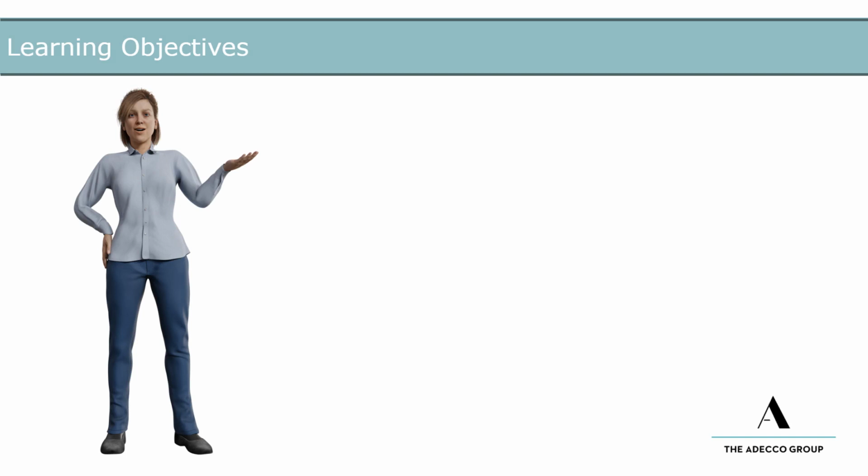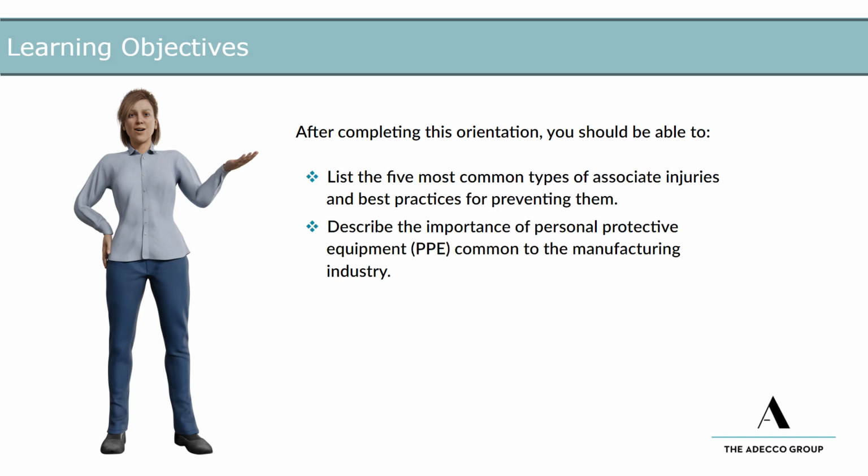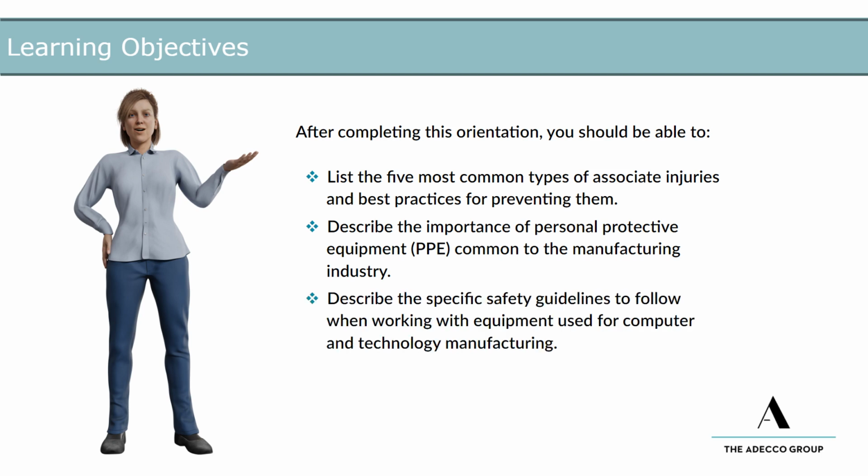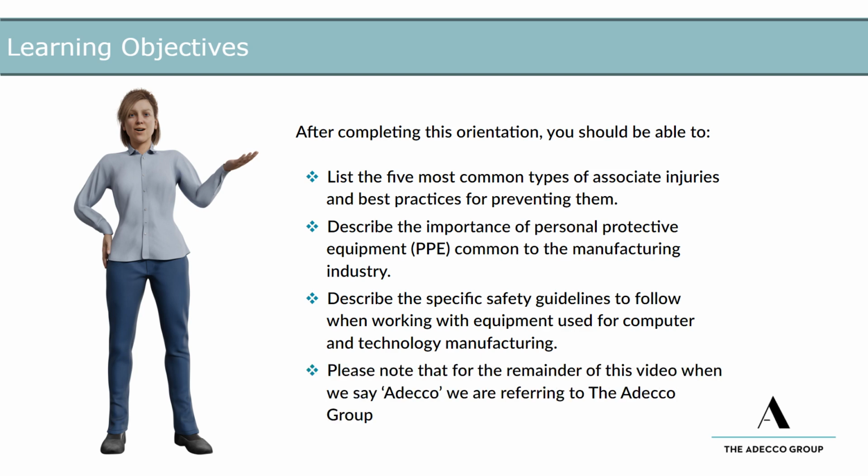Employee safety is our highest priority. After completing this orientation, you should be able to list the 5 most common types of associate injuries and best practices for preventing them, describe the importance of personal protective equipment, PPE, common to the manufacturing industry, and describe the specific safety guidelines you should follow when working with equipment often used for computer and technology manufacturing. Please note that for the remainder of this video, when we say Adecco, we are referring to the Adecco Group.